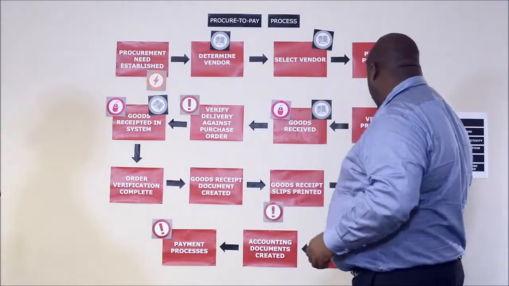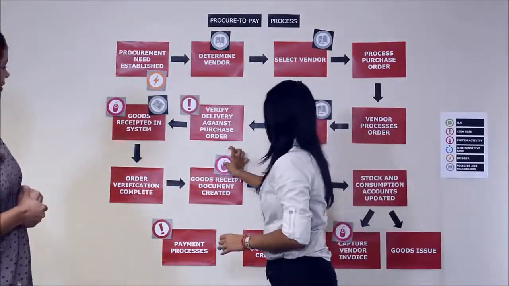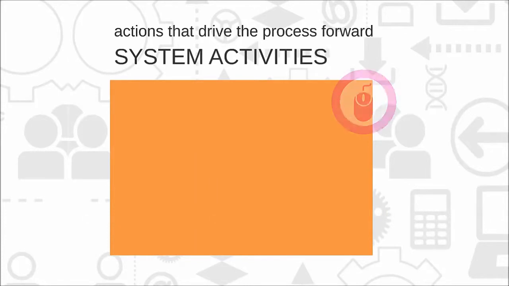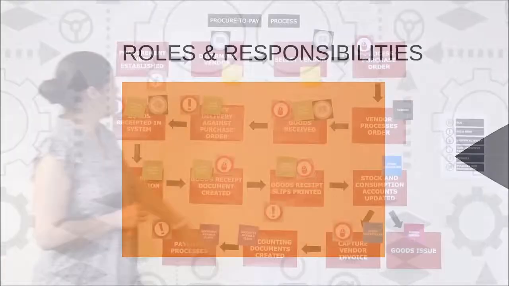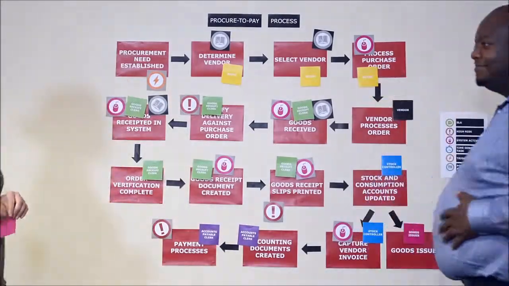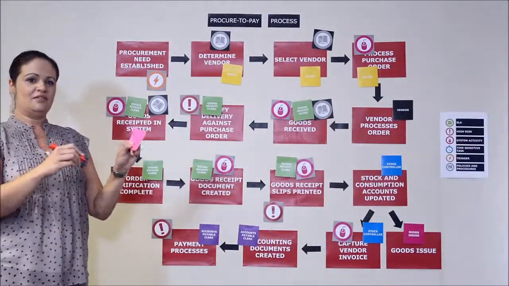Next, we get the users to identify the ERP system activities that take place throughout the process. This lays a solid foundation for contextualized systems training. This step also gives the opportunity to discuss other non-ERP procedures embedded in the process. In this step, we identify the particular business role responsible for each activity in the process.